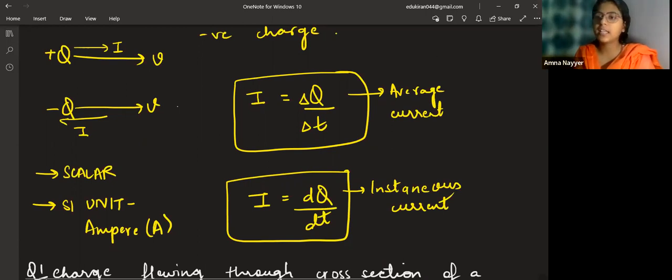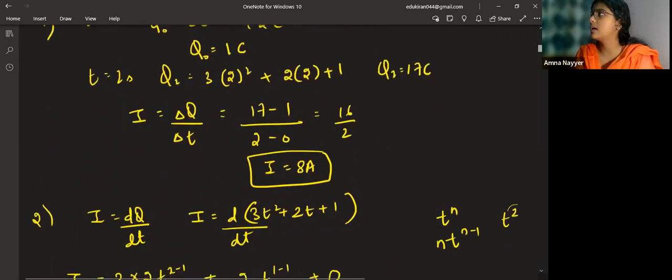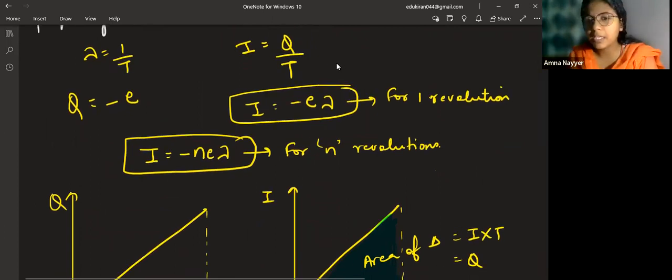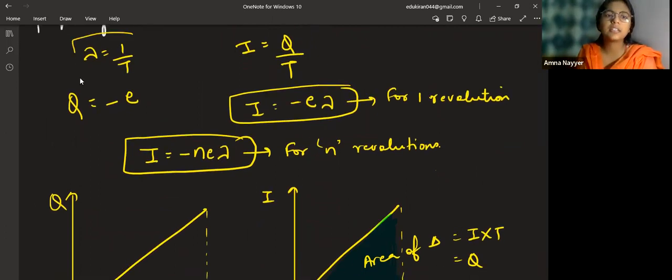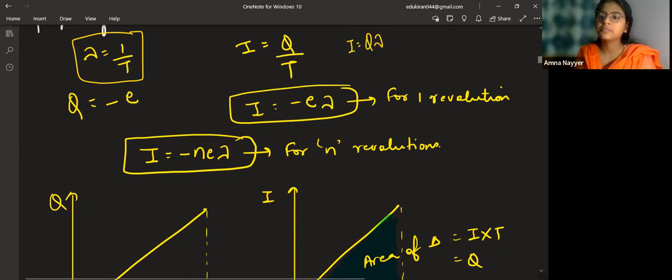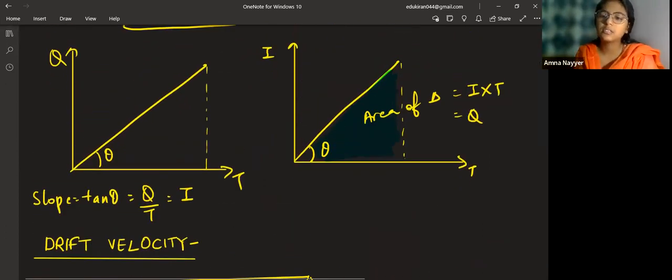The SI unit is amperes. So this is 1 coulomb divided by 1 second, 1 coulomb per second, which is an ampere. This can also be related: 1 over time period is basically frequency. So 1 over time period you can write as frequency, so that becomes charge multiplied by frequency. This also becomes one of the formulas for it. Then a basic graph part: the slope of a Q-t graph gives you current. Take out the slope; you can calculate the slope by tan theta. That will give you the current.